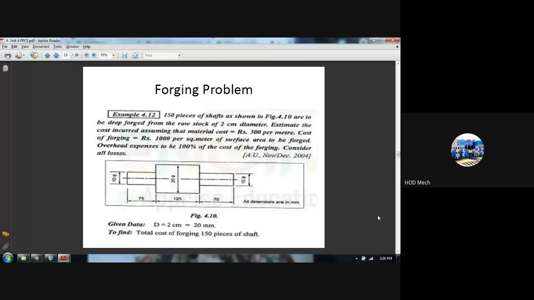And in forging, especially the fourth and fifth unit, what we are talking about is how to estimate the cost. So always remember, as I said in the previous class, that when it comes to forging, you have to remember the steps. What are the calculation parts you have to remember in your mind? The sequential approach should be there in any problem you solve.